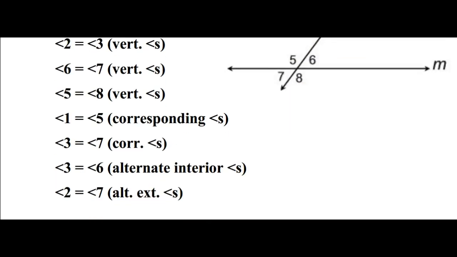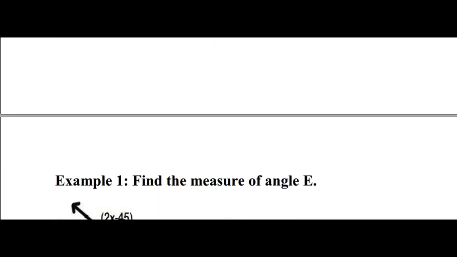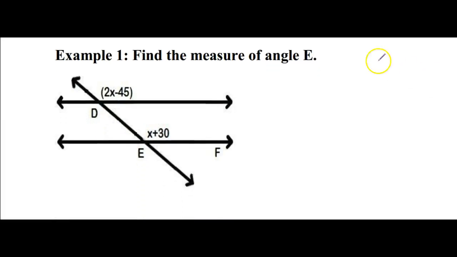Okay, so let's use those properties to solve problems. Like this one, find the value of E. Angle E is right here. So what do we know? Well, we know E is vertical to angle x plus 30, but we don't know what x is. But how is E related to this one? E is exterior, this is exterior. So alternate exterior angles, which are equal also. So E is equal to this by vertical and equal to this by alternate exterior. But each one of them has x in it. So the first thing will be to find what x is.